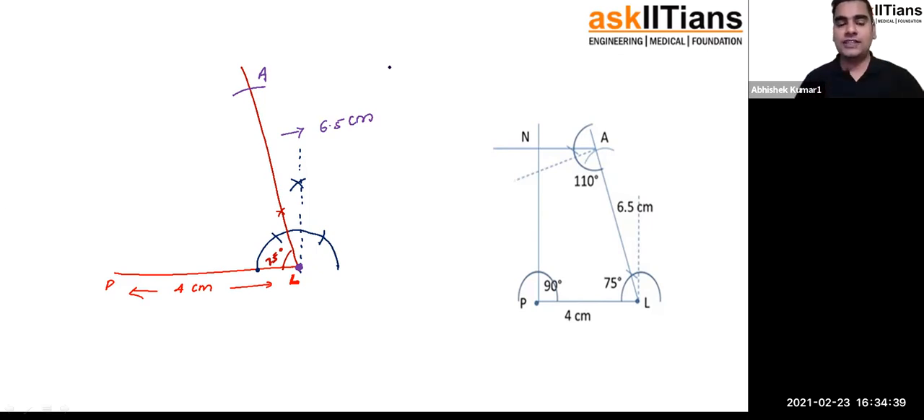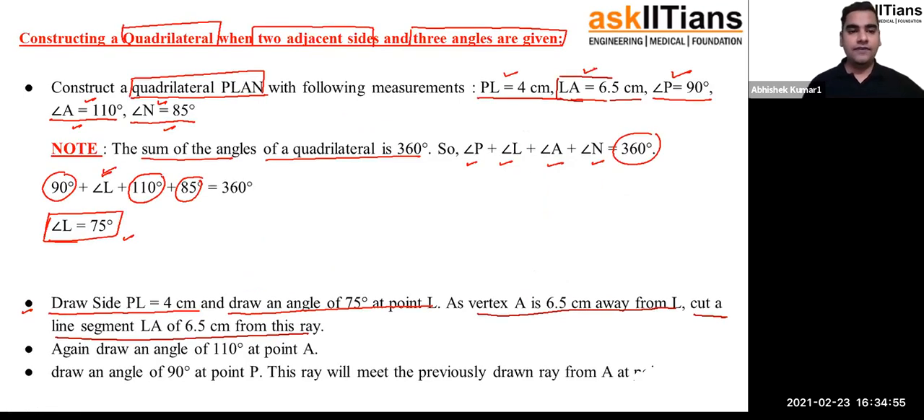And if you want to draw LA equal to 6.5 centimeter, all you have to do is assume L to be the center. Assuming L to be the center, you have to mark an arc of length 6.5 centimeter on it, and the point where the arc is going to cut this line segment, we are going to call that point A. Clear? Now what other information do we have?